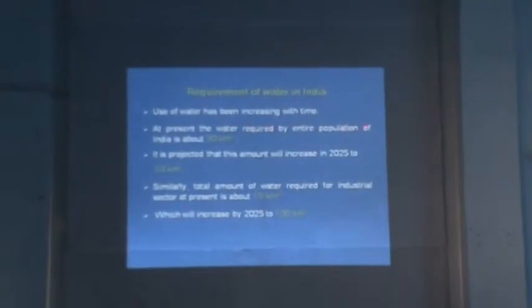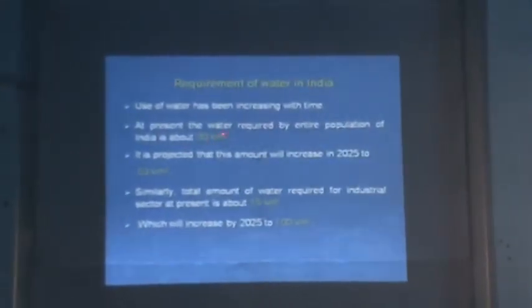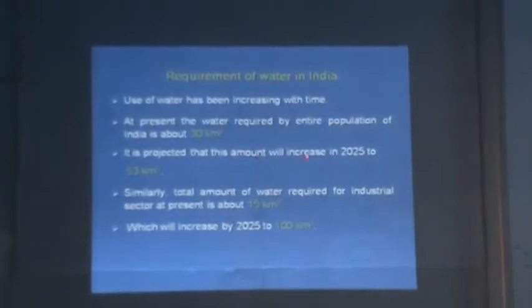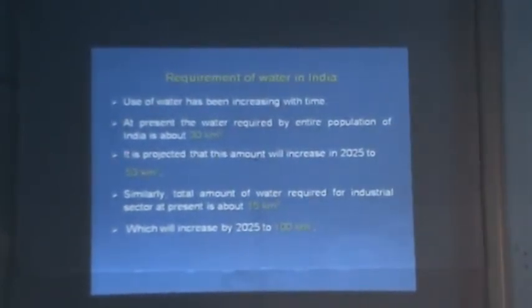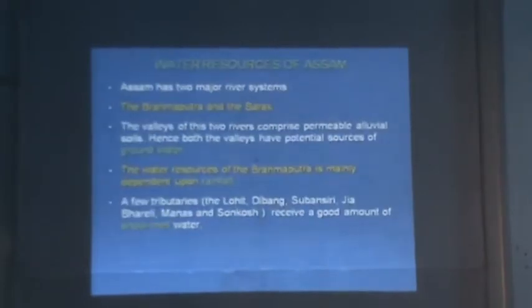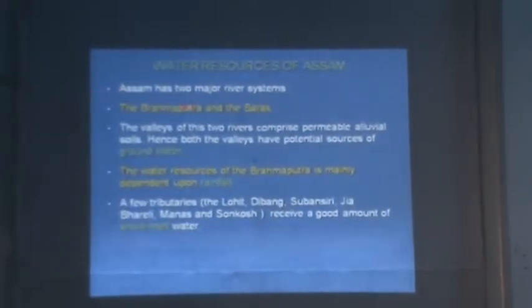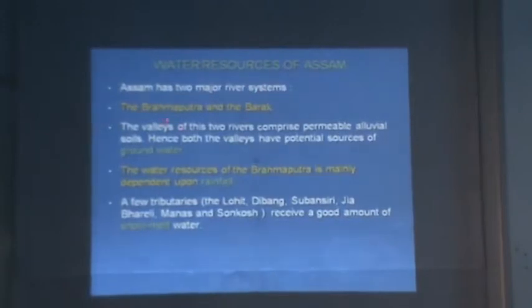For requirements of water in India, the present water required by the entire population is about 30 cubic kilometer, and by 2025 it will be 50 cubic kilometer. In Bangladesh, today the amount of water required for the industrial sector is about 15, and by 2025 it will be around 100 cubic kilometer. Now coming to water resources of Assam, Assam has got two major river systems, the Brahmaputra and Barak.